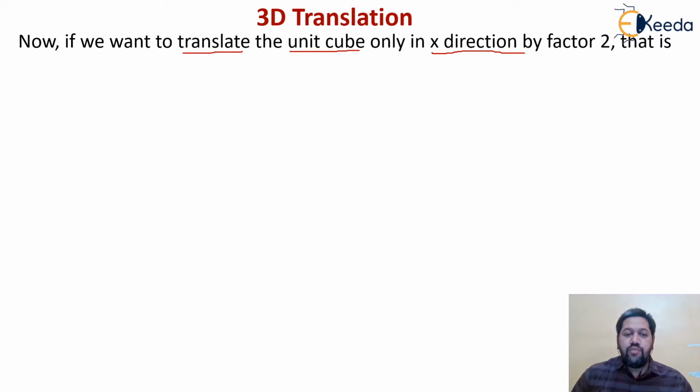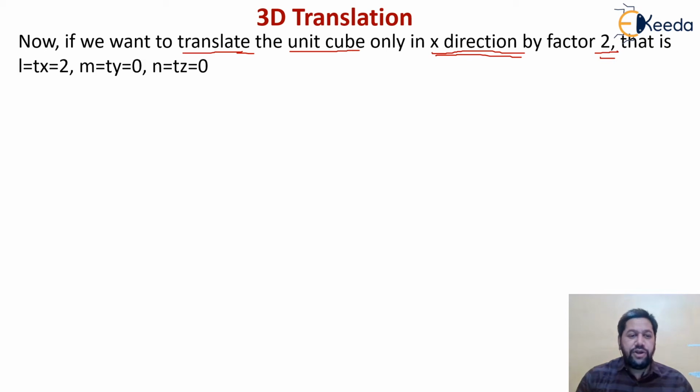So I just want to translate the unit cube only in the x direction. What is my translation factor? It is 2. If the translation factor is 2, what does it indicate? What is my L value? L represents tx and its value is equal to 2. L is nothing but my translation factor tx, whose value I want to set to 2, because I want to move by 2 in the x direction.